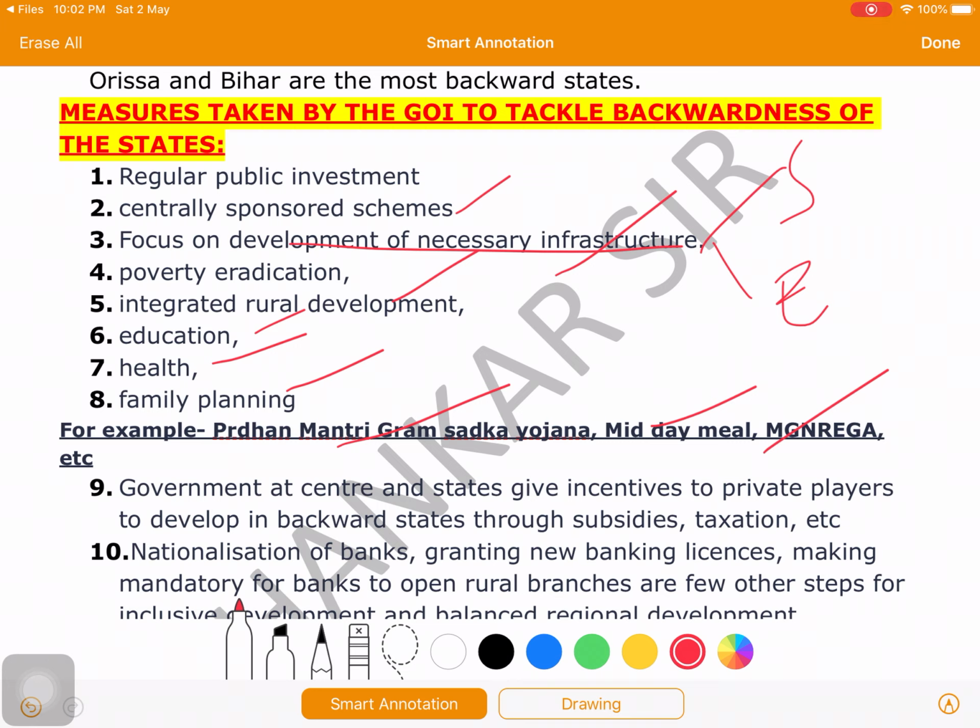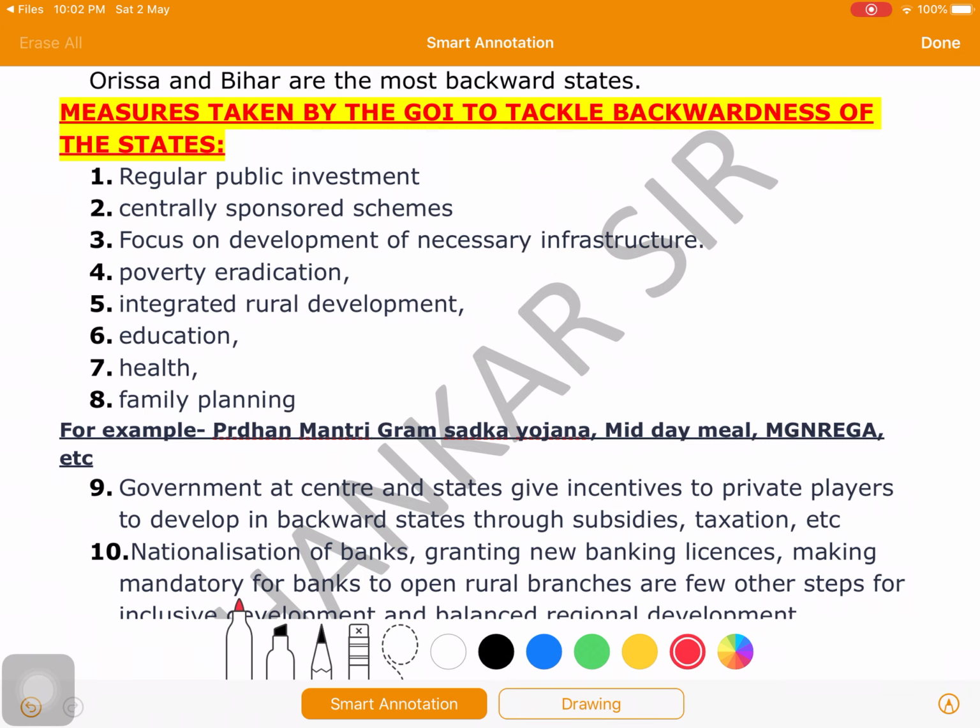The central government and the states also gave incentives to private players, as I said, to develop in backward states through subsidies, taxation, etc., encouraging private people to come and invest in the states directly so that they can generate employment, either directly or indirectly. So FDI is also playing a major role in filling the gaps between the regions of India.